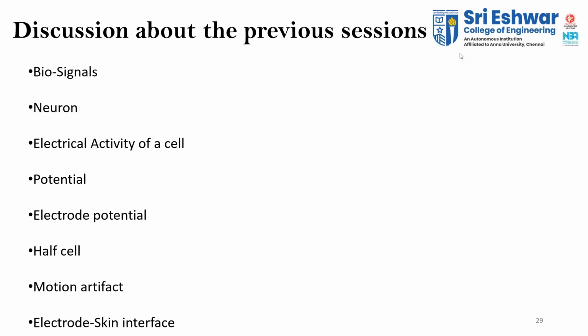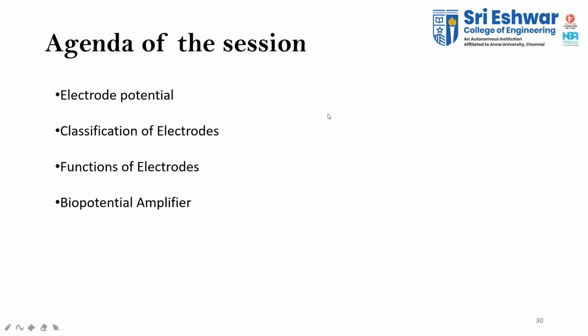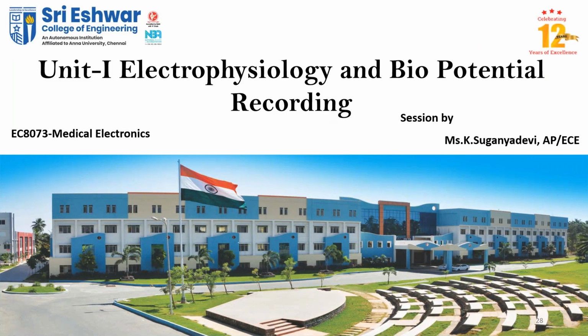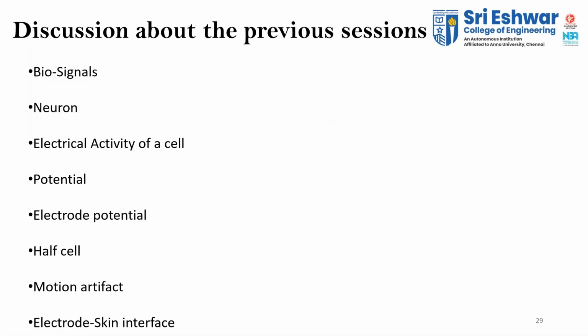Okay, good morning to all. Before getting into today's session, we are going to discuss the previous day's topic. What we have seen in the previous class are biosignals, neurons, electrical activity of a cell, potential, electrode potential, half cell, motion artifacts, and the electrode-skin interface.